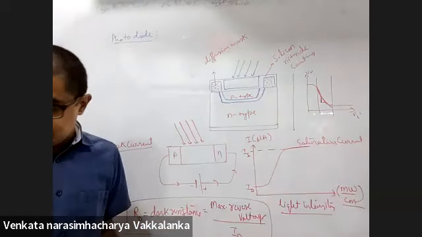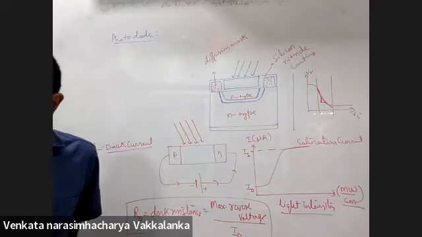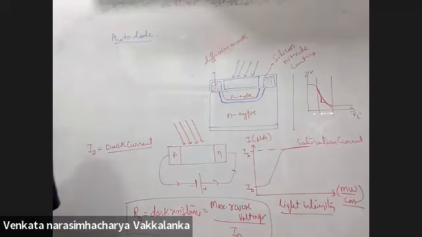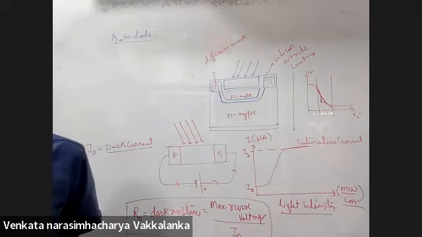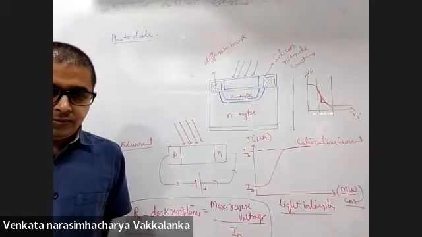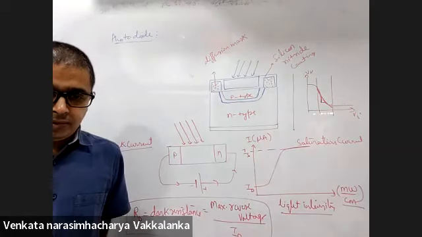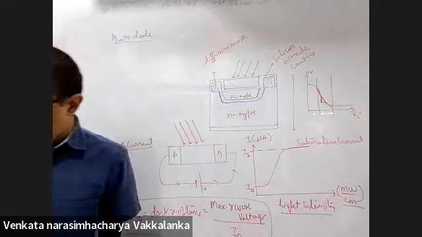Full stop. Next point. This current is called dark current in a photodiode.